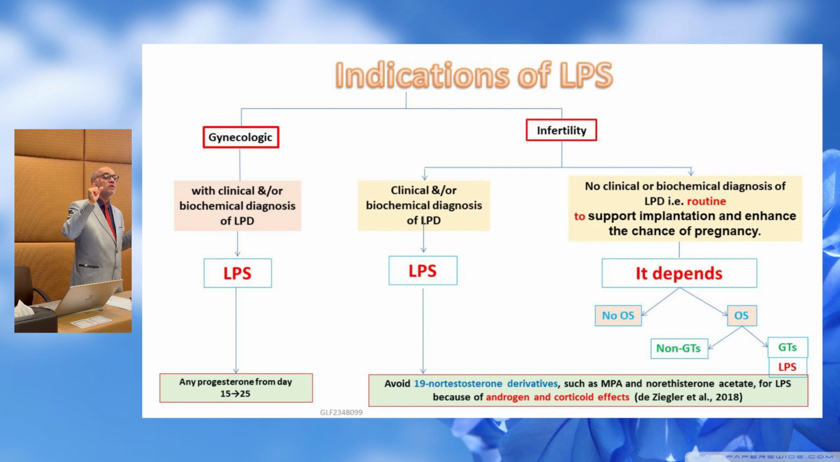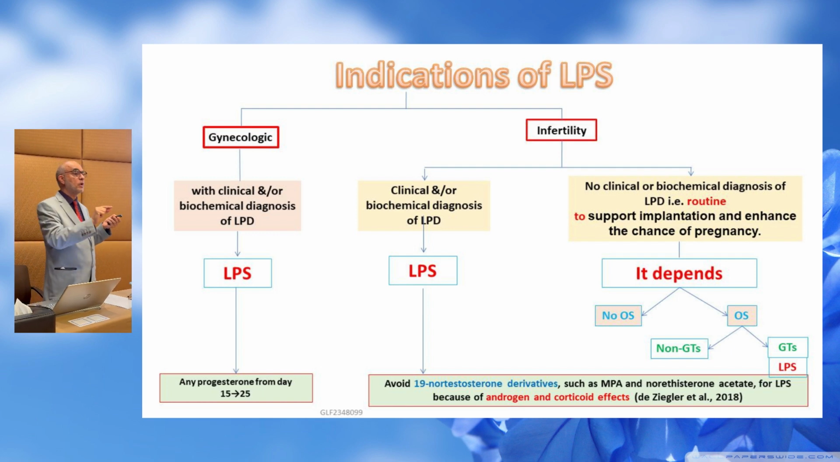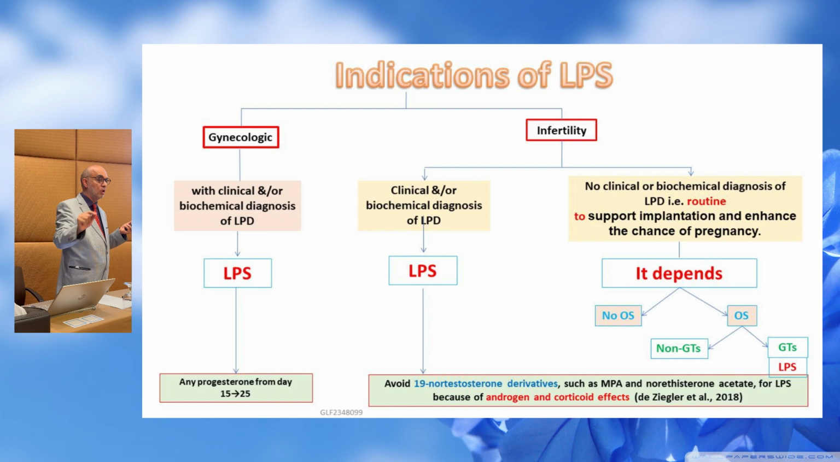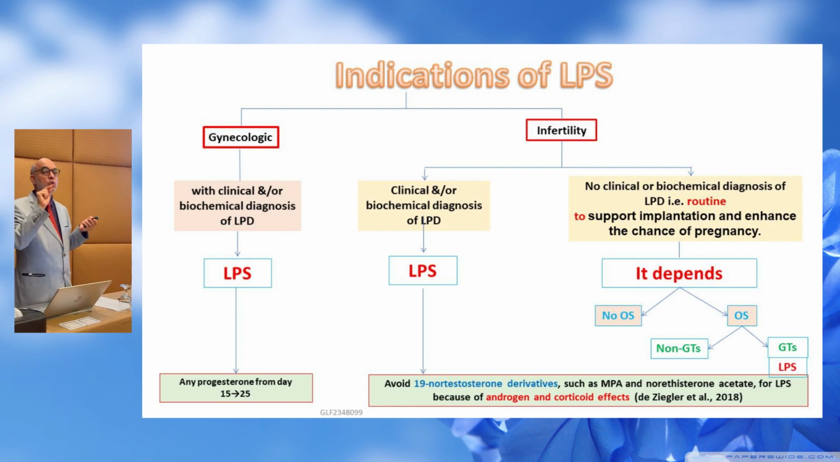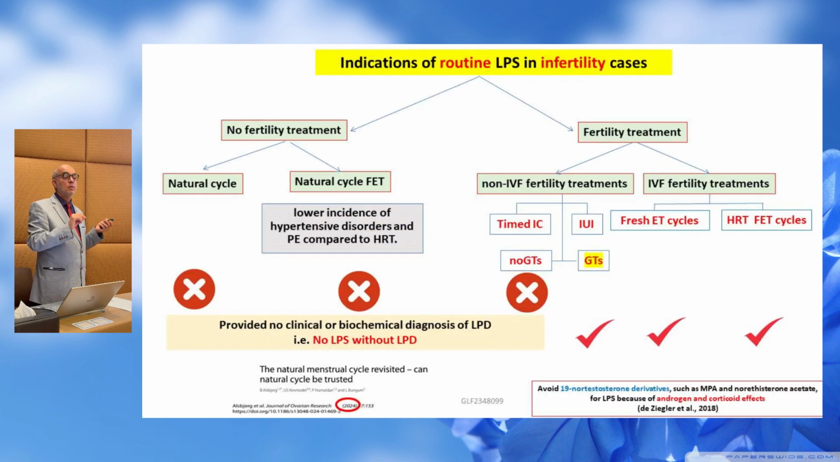They don't need luteal phase support. You give luteal phase support as a routine or prophylactic for patients who are receiving gonadotrophins only, but those who don't have clinical evidence or biochemical evidence of luteal phase deficiency. So the non-IVF infertility patients, like normal patients, timed intercourse, without gonadotrophins, don't give them. Okay, with gonadotrophins, you can give them luteal phase support. But without gonadotrophins, don't give them, sorry.